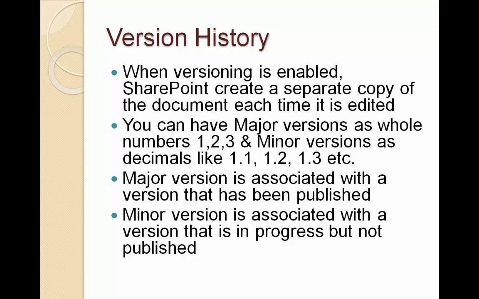A minor version is associated with a version that is in progress but not published, which means that it might not be available to everybody yet, only to users who have a certain permission level. If it sounds pretty confusing, we're going to talk about all of this in the future, and a lot more details will be discussed. As of right now, let's see if my document library has versioning enabled or not.